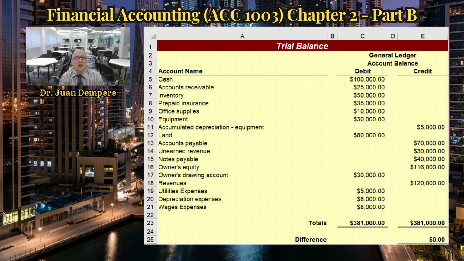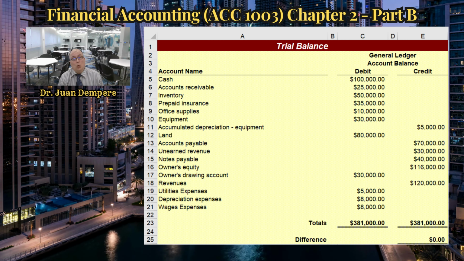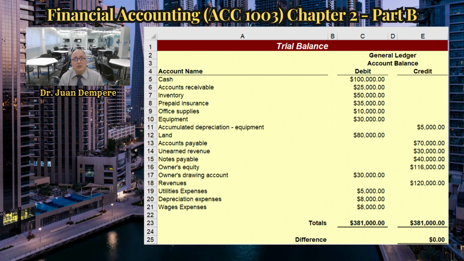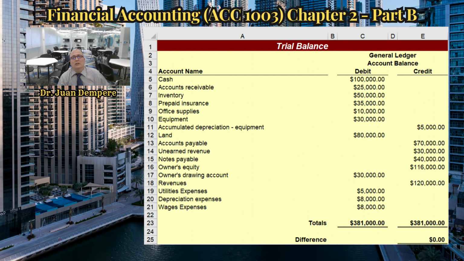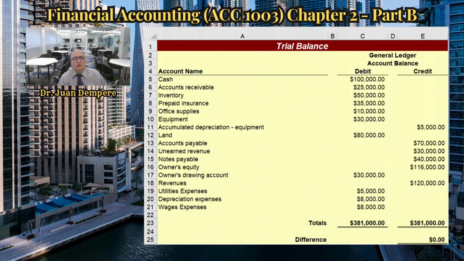Steps to prepare a trial balance. 1. List each account title and its amount from the ledger in the trial balance. If an account has a zero balance, list it with a zero in the normal balance column or omit it entirely. 2. Compute the total of debit balances and the total of credit balances. 3. Verify, prove. Total debit balances equal total credit balances.